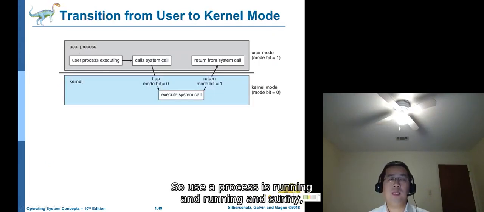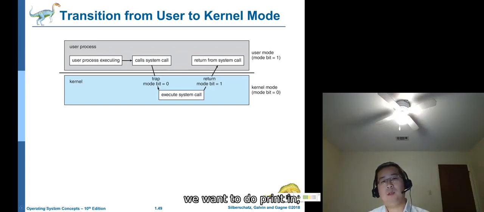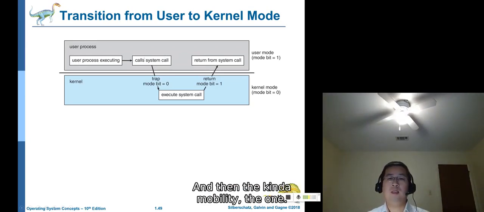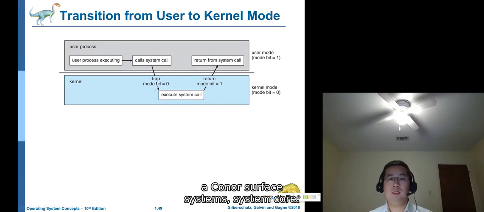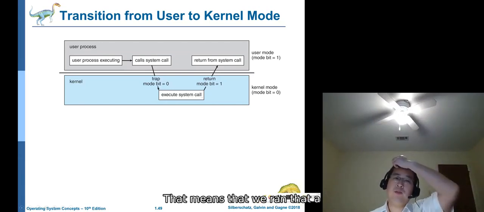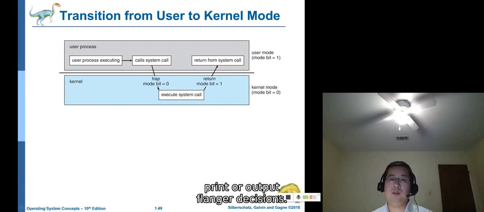So a user process is running, and suddenly we want to do print, in, out, like these things. And then the current mode bit is 1. So you have a trap. Trap means interruption, an interrupt. So it will use an interrupt to call the kernel service, the system call. And then we change the bit to be 0. And then execute the system call. That means we run that print or input/output like these things.